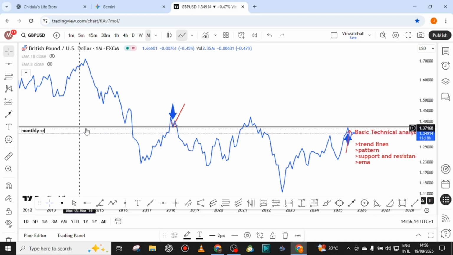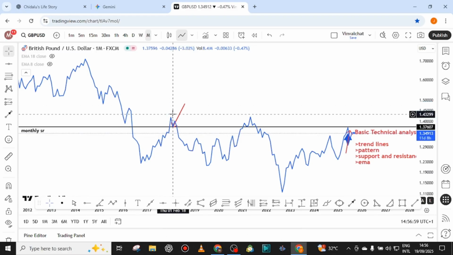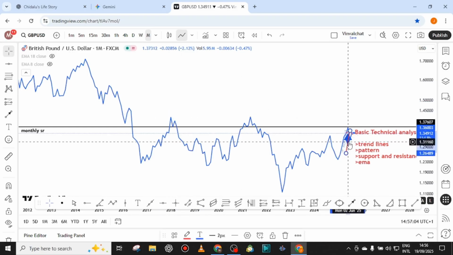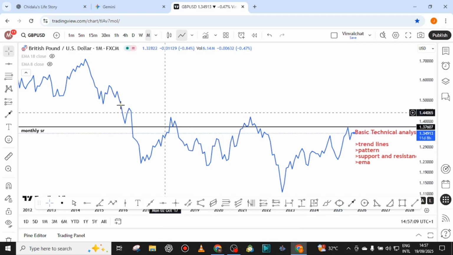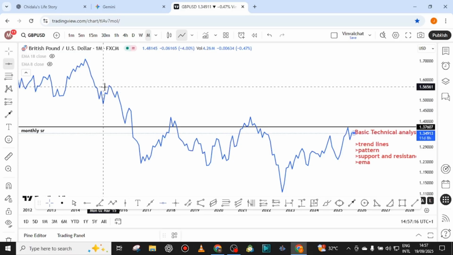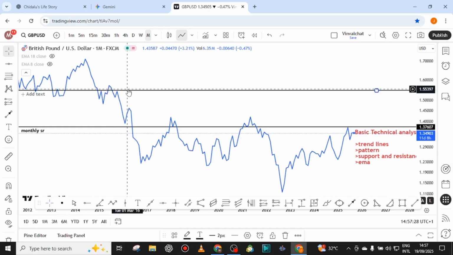So this is what it is. Let me quickly delete this arrow. This is our monthly support and resistance line. Let's pick the horizontal tool again, then move up. Let's look for the point where we have the top and the bottom touching each other. Let's go down. I can see something here. Yes, we have another one here.